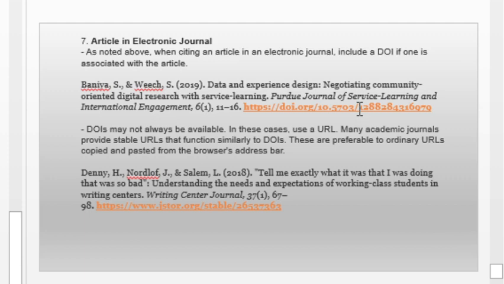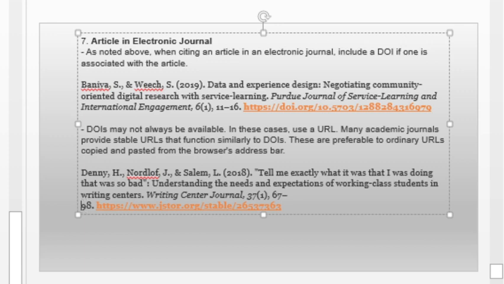DOIs may not always be available in some cases. So you use a URL. For example, we have here in the second example, you can include the URL. It means each article, each journal, has its own URL if they don't have the DOI number. Allow me to make a bit of corrections here. Oh, it's because I did not remove the hyperlink. So if I remove the hyperlink, the reference would look like this.